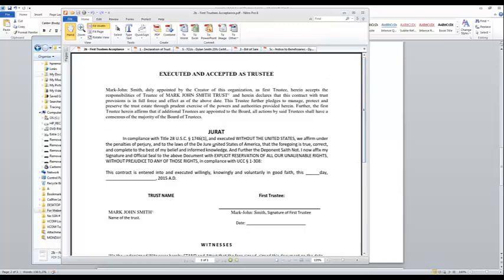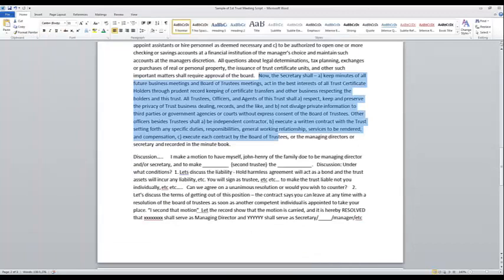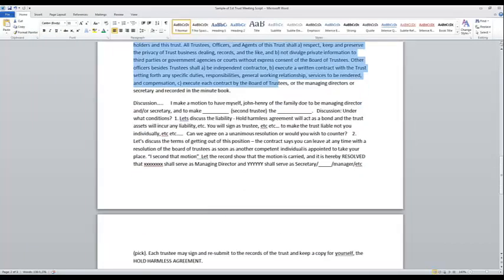You've got one as well for the second trustee to sign, which is a little different, signed by two witnesses. And there you go. Now, discussion. I make a motion to have myself, John Henry the Family Doe, be managing director, and to have you, the second trustee, be the secretary. Do we need to discuss this before I move the board to make a vote?